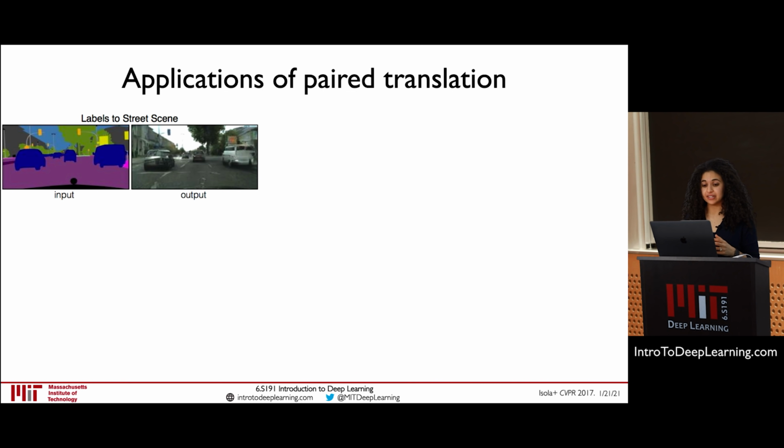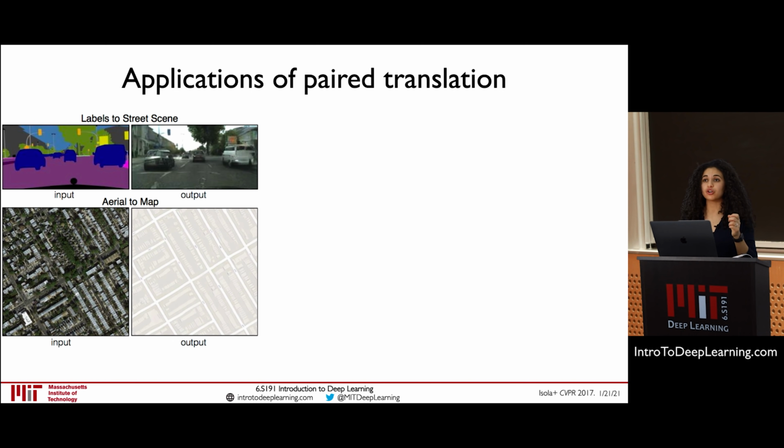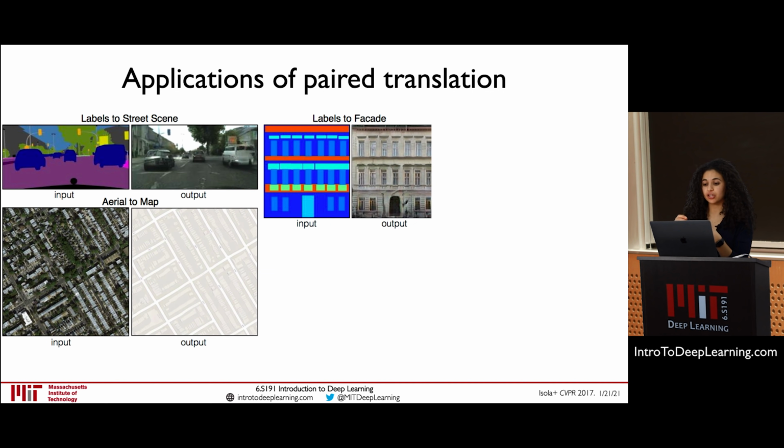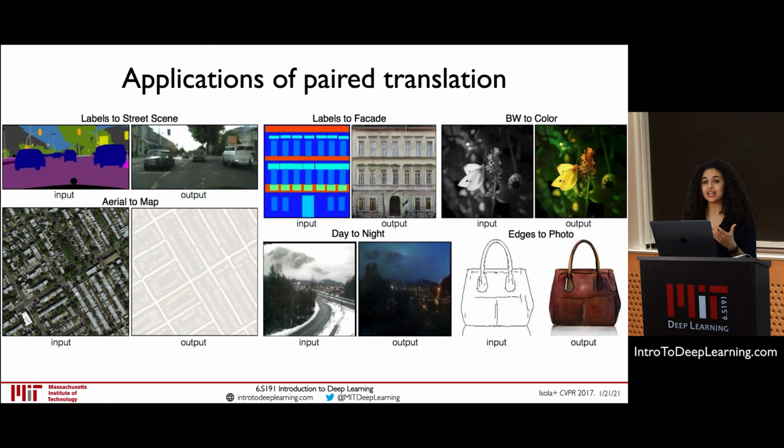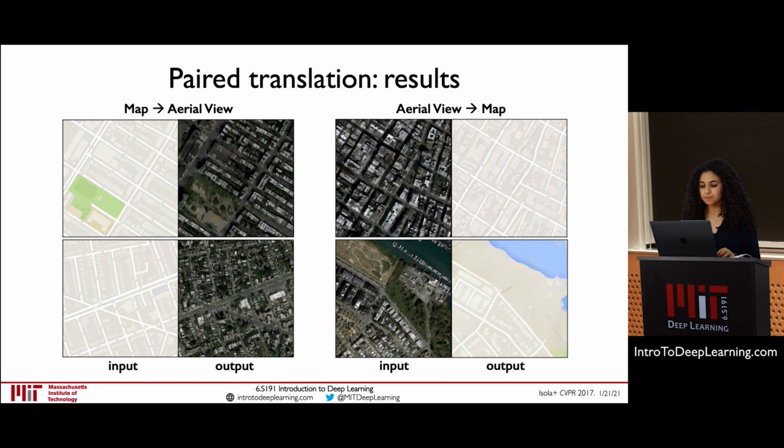Example applications of this idea are seen as follows, where we can now go from an input of a semantic segmentation map to generate a synthetic street scene according to that segmentation. Or we can go from an aerial view from a satellite image to a street map view, or from particular labels of an architectural building to a synthetic architectural facade, or day to night, black and white to color, edges to photos, different instances of paired translation that are achieved by conditioning on particular labels.